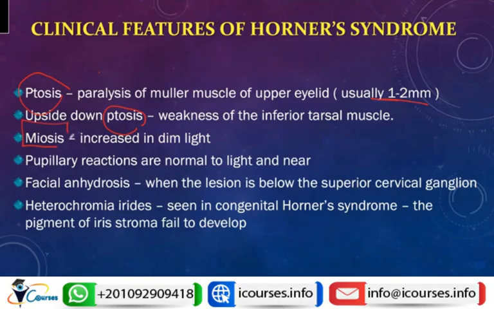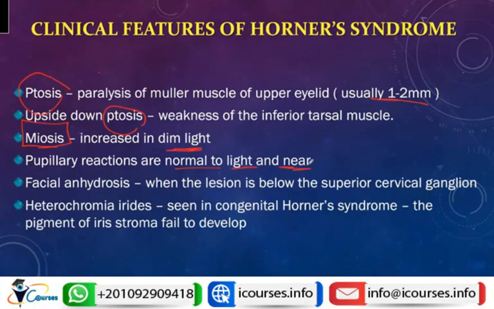Also, the main feature here will be miosis. So this miosis will increase in the dim light, because the miosed eye will not dilate due to paralysis of the sympathetic system. The pupillary light reflex will be normal to light and to near. Because there is no lesion affecting the parasympathetic system, there will be no dilated fixed pupil here.